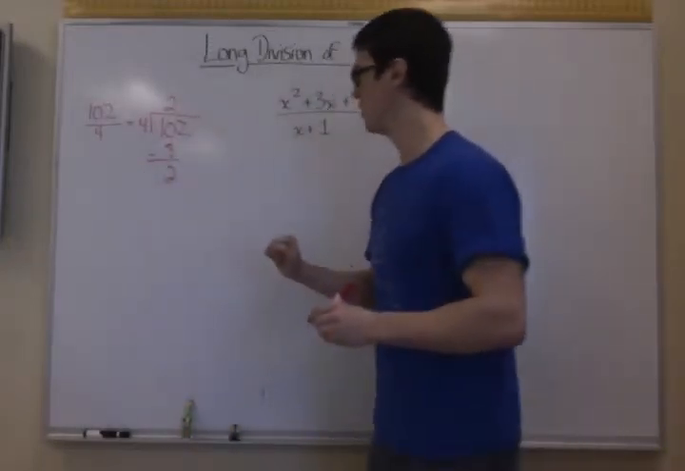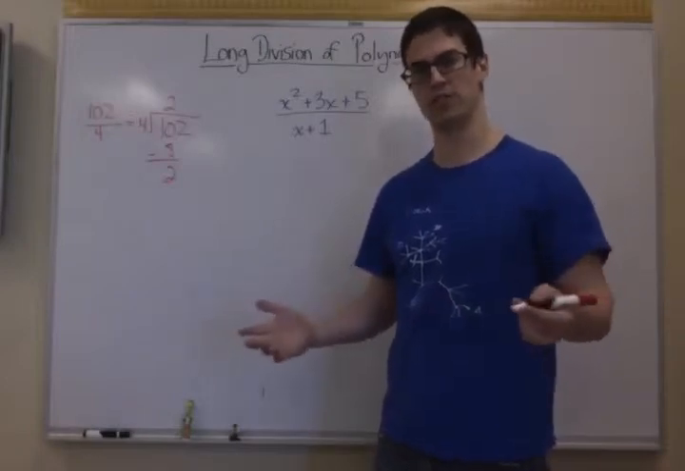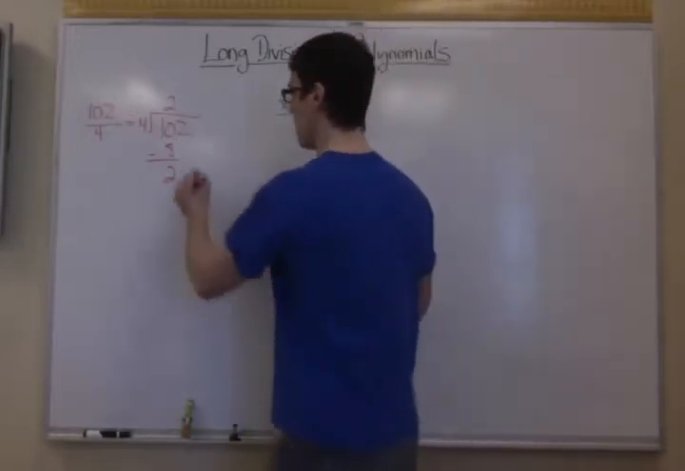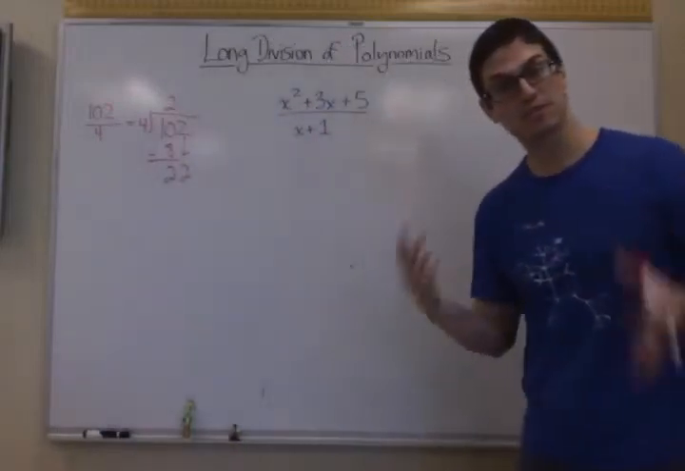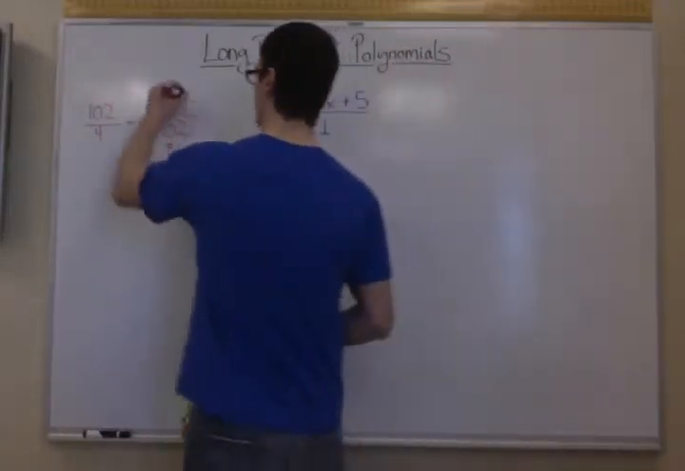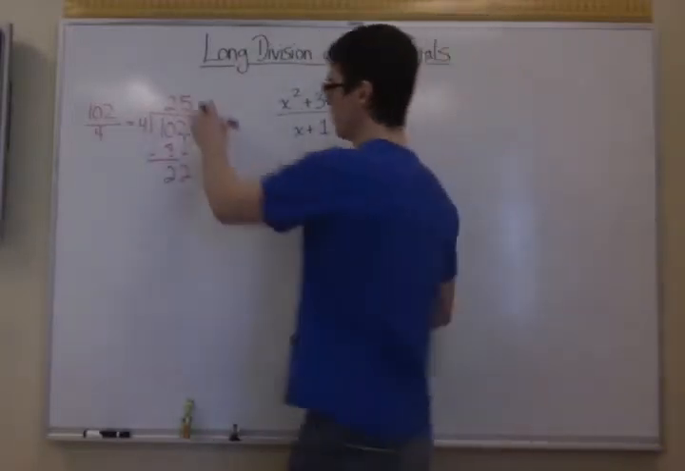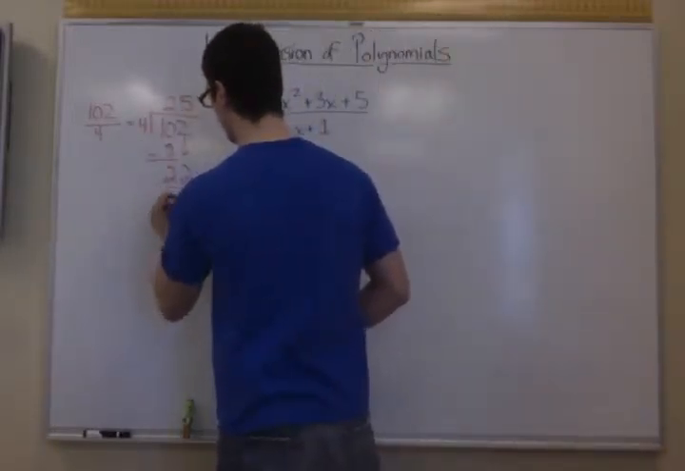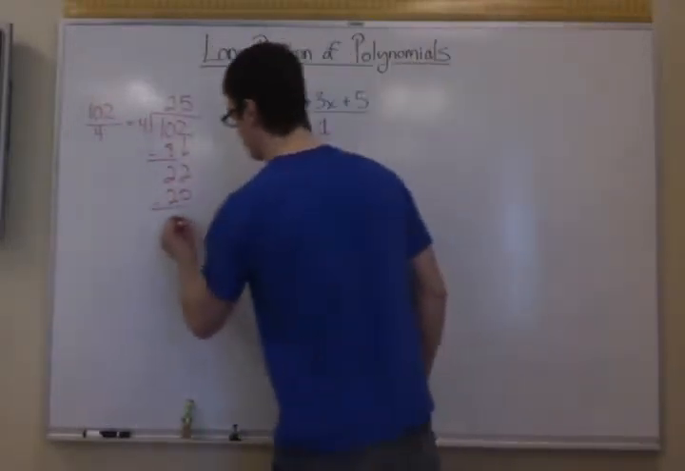And then you look at that number. Okay, can 4 go into 2 evenly? Hopefully you see that it can't. So what you could do is you could drop down this 2 right here to make it 22. How many times can 4 go into 22? Hopefully you know it's 5 times. 5 times 4 is 20. So 5 times 4 is 20. We're going to put a 20 in here, subtract that off, and then you end up with 2.